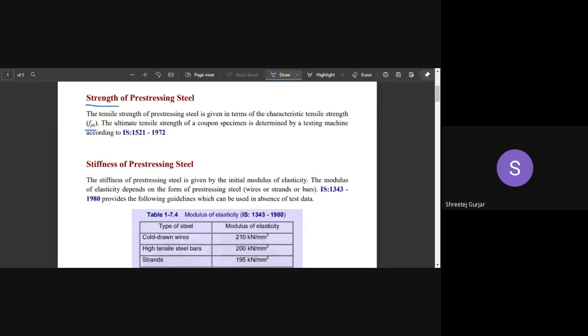So this is about the strength of our pre-stressing steel, which is the first property. Now coming to the second property of our steel, you can see it is stiffness. It is the stiffness of pre-stressing steel.